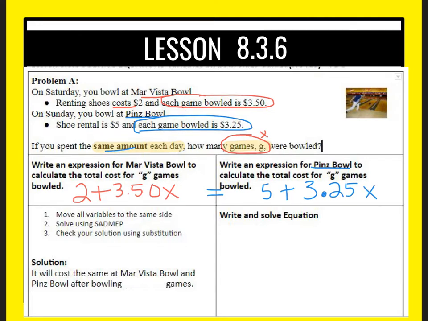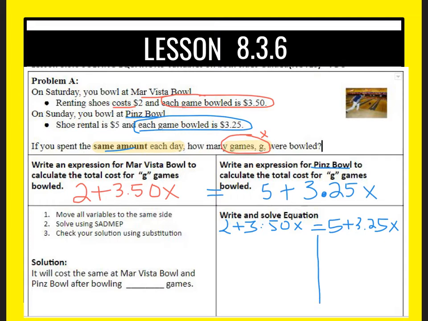So let's go ahead and set this up and solve our equation. 2 plus $3.50 times x equals 5 plus $3.25 times the number of games bowled.